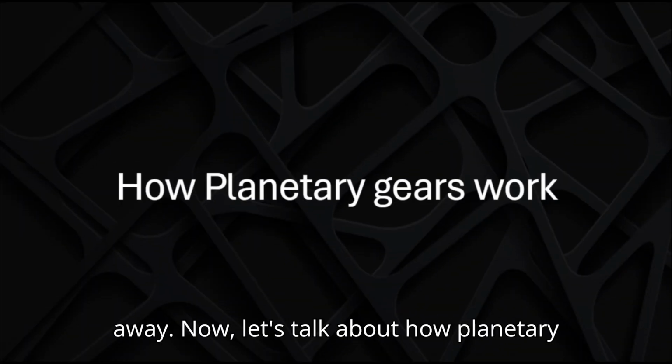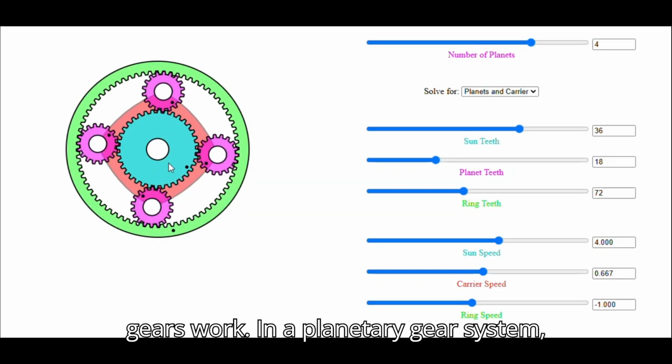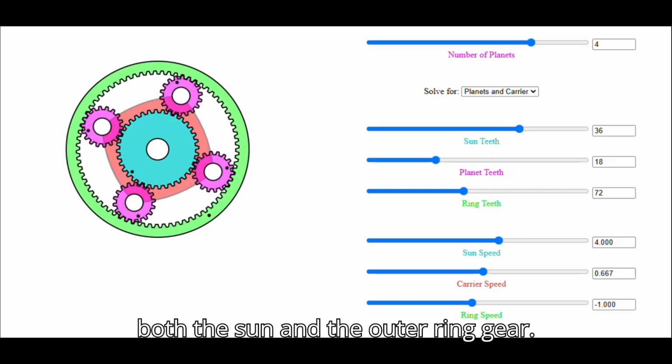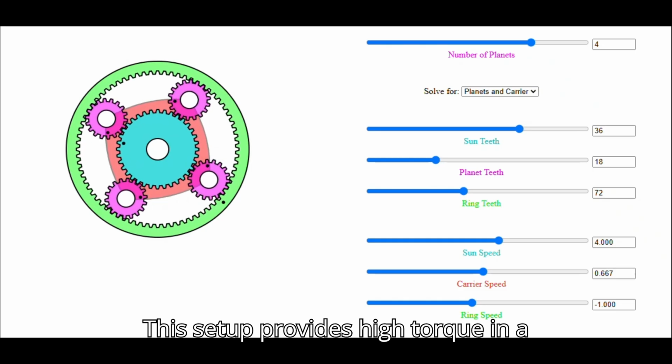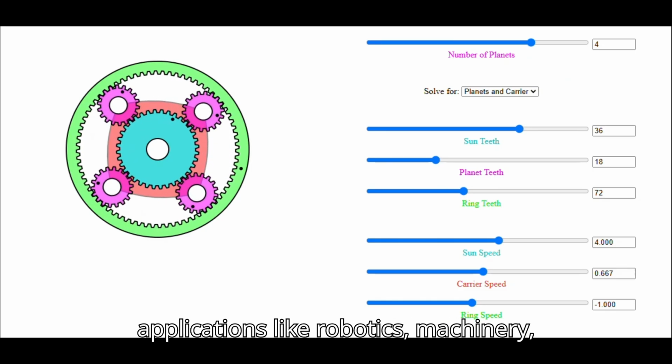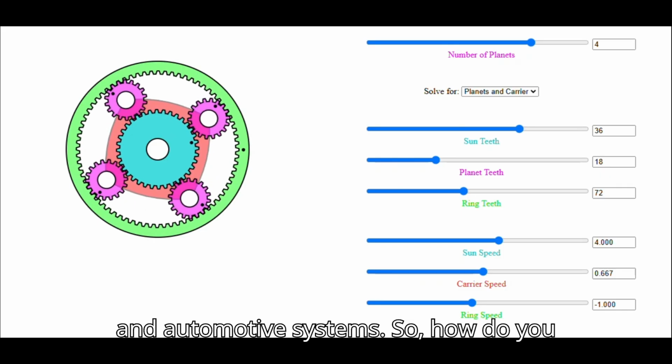Now, let's talk about how planetary gears work. In a planetary gear system, the sun gear sits at the center, surrounded by planet gears that mesh with both the sun and the outer ring gear. This setup provides high torque in a compact form and helps distribute the load evenly, making it ideal for applications like robotics, machinery, and automotive systems.